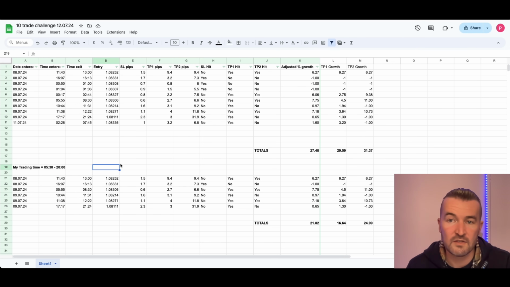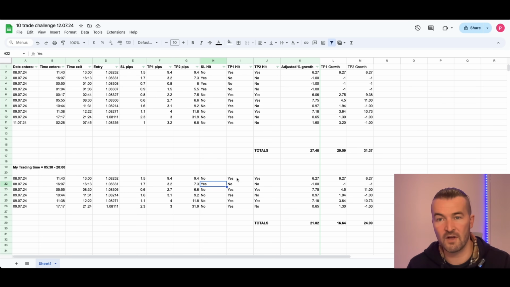Now, if I'd got into only those 6 trades, I would have hit my stop loss once, and I would have hit TP1 5 of 6 times and TP2 3 of 6 times. And those adjusted totals are 21.5, let's call it, 16.5 for TP1 and 25% for TP2. So in my eyes, the logical thing to do is just target full profit on TP2.